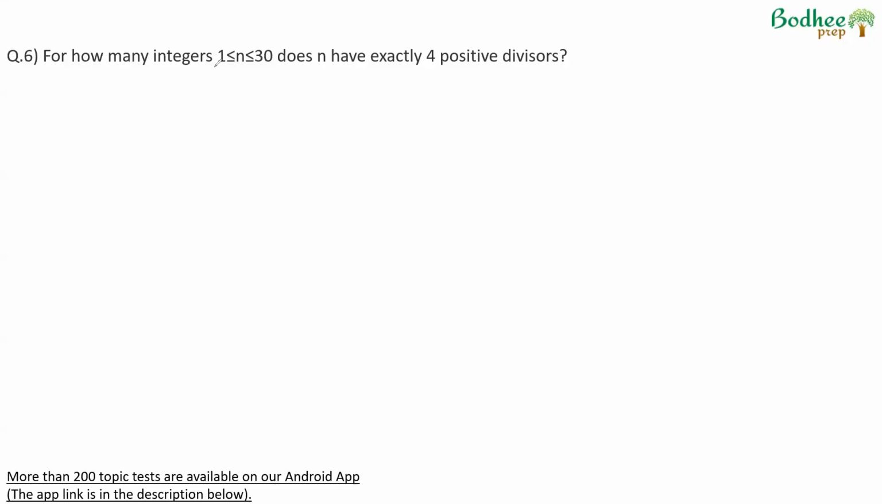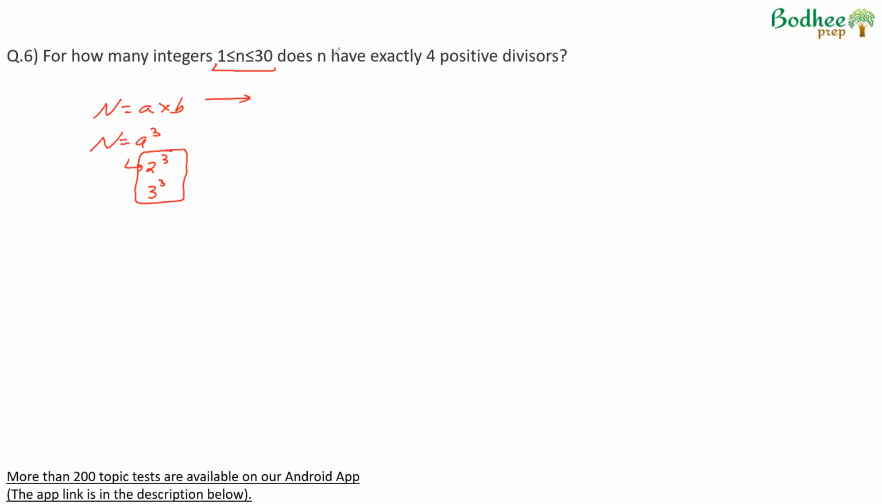How many integers n between 1 and 30 have exactly 4 positive divisors? If the positive divisors are 4, n will either be of the form a into b, so that the number of divisors is 1 plus 1 into 1 plus 1, or n will be of the form a cube. We are looking in the range 1 to 30. So here there are two possibilities, 2 cube and 3 cube. 5 cube will be beyond 30. So these are the two numbers possible of the second format.